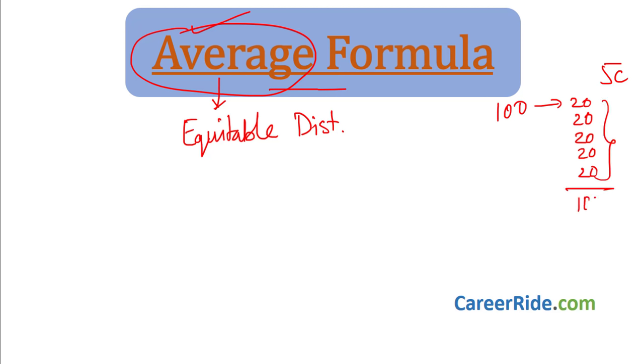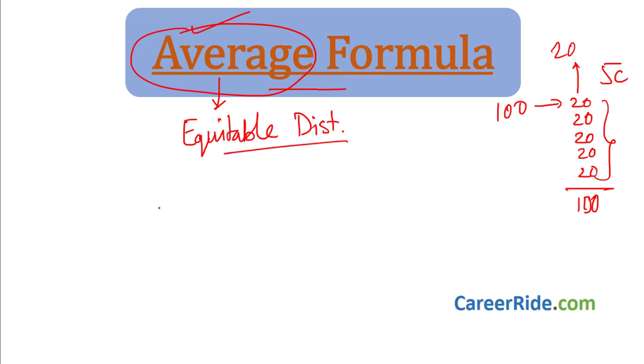This total comes out to be 100. This is nothing but average. So what we can say is that of the 100 rupees, all 5 children get 20 rupees each, each one gets the same amount. So the average amount of money with each child is nothing but 20 rupees. This is an example of average. We'll go on to more examples and the idea will become clearer, but you just need to remember that average is nothing but equitable distribution.